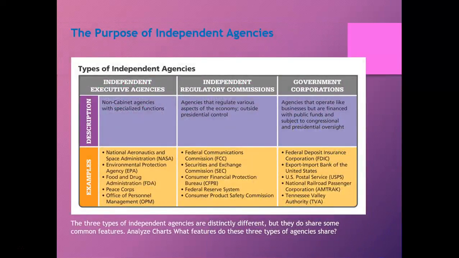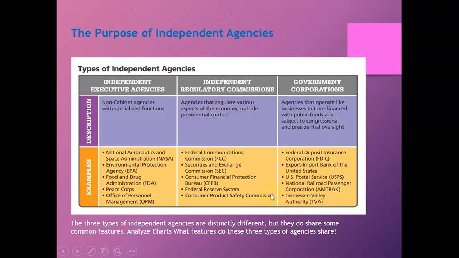So here's another example of kind of what we were looking at before. Independent executive agencies are non-cabinet agencies with very particular specialized functions. So they don't have a cabinet position like the other ones. NASA, the EPA, the FDA, the Peace Corps, Office of Personnel Management, basically like the human resources for the federal government. Independent regulatory commissions are the ones that regulate, typically only dealing with the economy. There are a few that aren't exactly like that, but the FCC and the SEC are probably the ones that we know best.